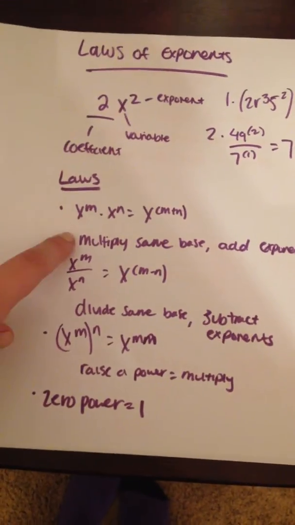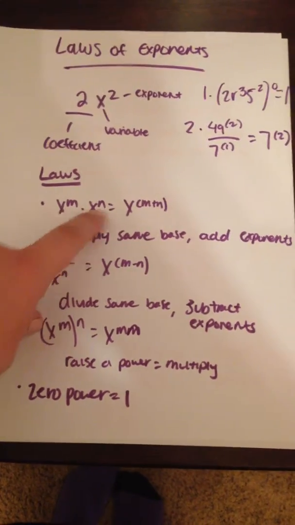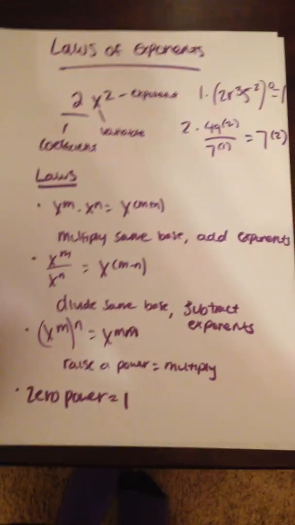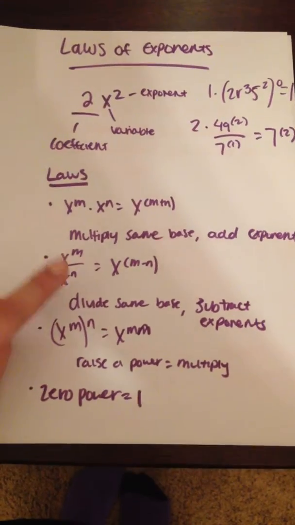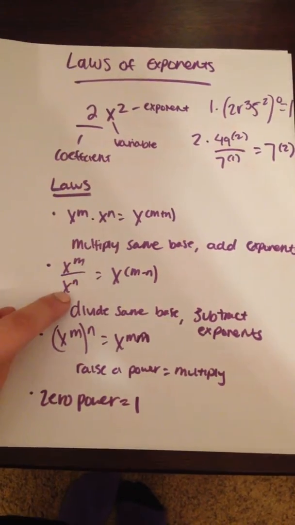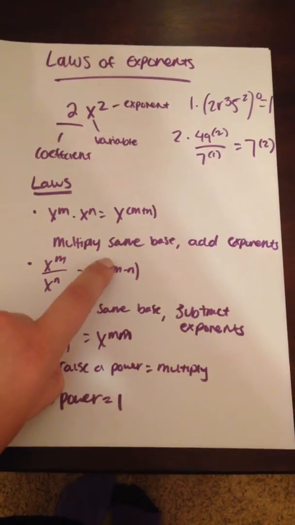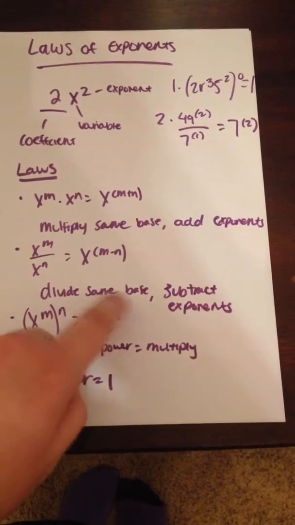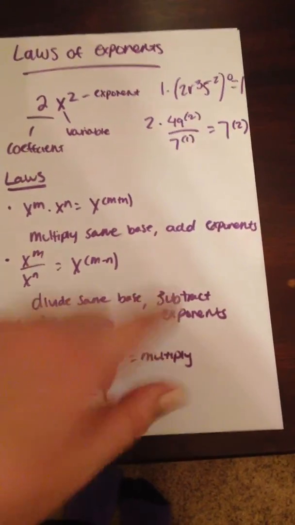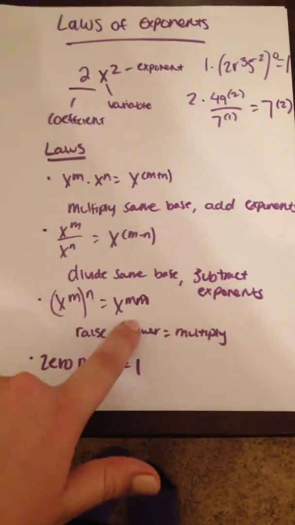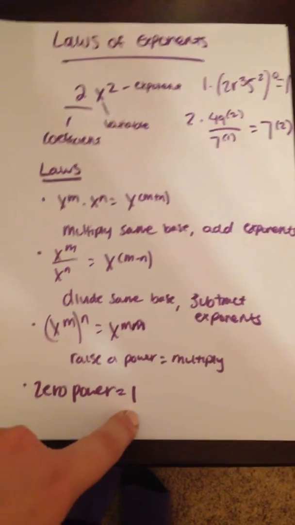And the law for it is multiply. If it's set up like this, it's multiply same base, but you add your exponents. It looks like you're going to multiply, but you just add. And you have x to the m divided by x to the n equals x to the m minus n, and you just divide same base but subtract exponents. And if it's raised to a power, you multiply, and if it's to the 0 power, it just equals 1.